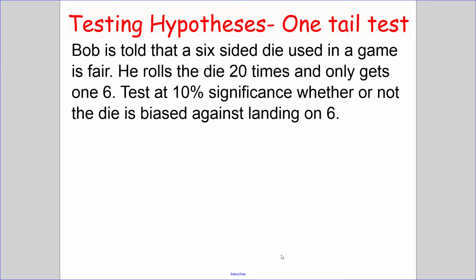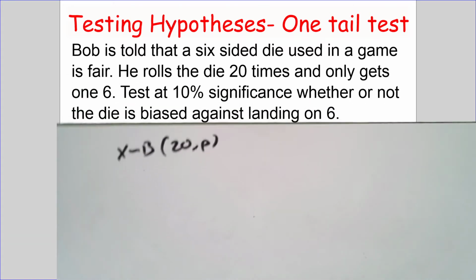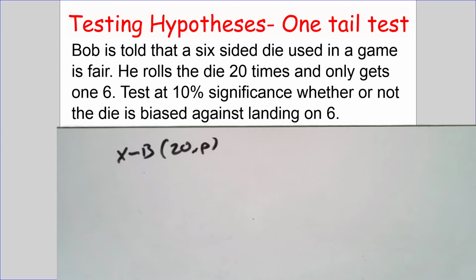So here we have a question about Bob and his dice. He's been told that dice is fair, so probability 1 out of 6 for getting a 6. He rolls it 20 times and only gets 1 six. Decide whether or not it's biased against landing on a 6. So step 1, we need a test statistic. So here is my test statistic. We're going to be using binomial with 20 attempts with a probability p.